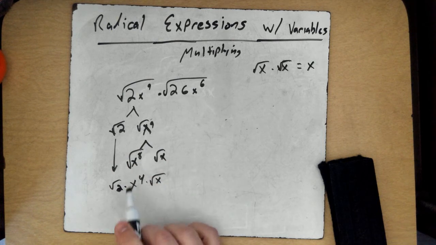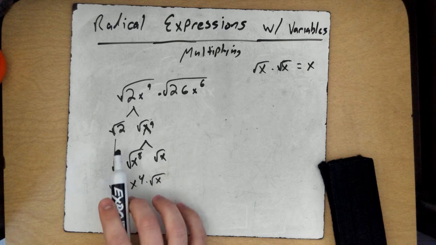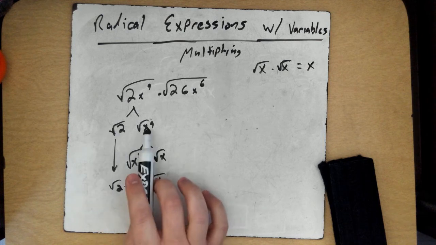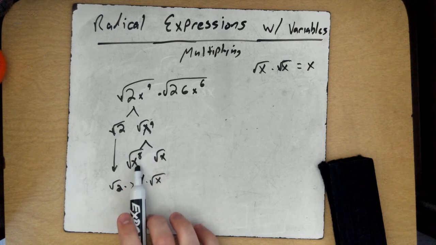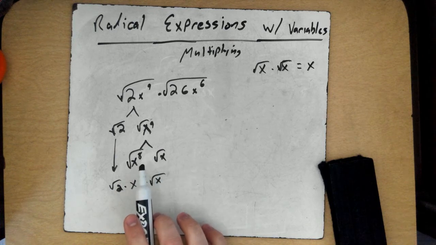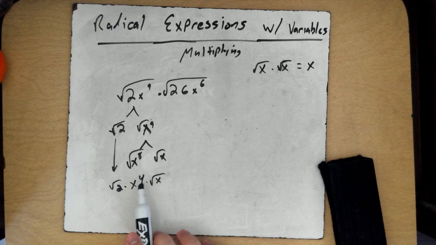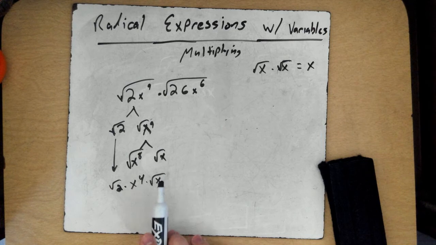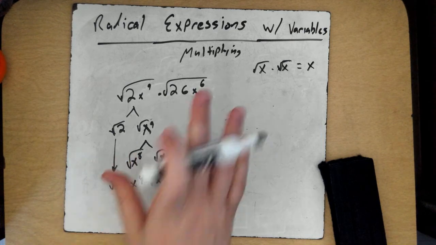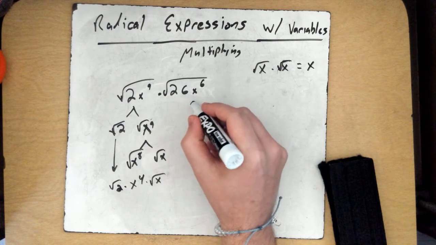Okay, so now this side is done. We couldn't do anything with that. Broke x to the 9th down to x to the 8th and x. Divide this by 2 to get x to the 4th without radical. This one stays with the radical underneath it here. Okay. This side is done. This side, break it down.